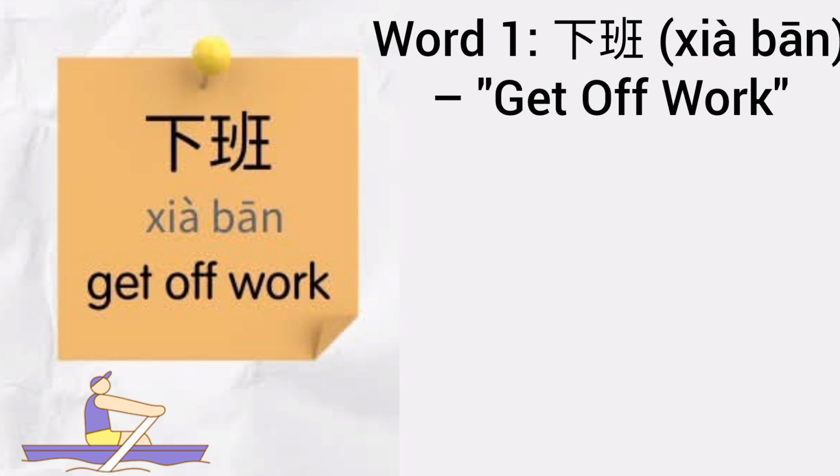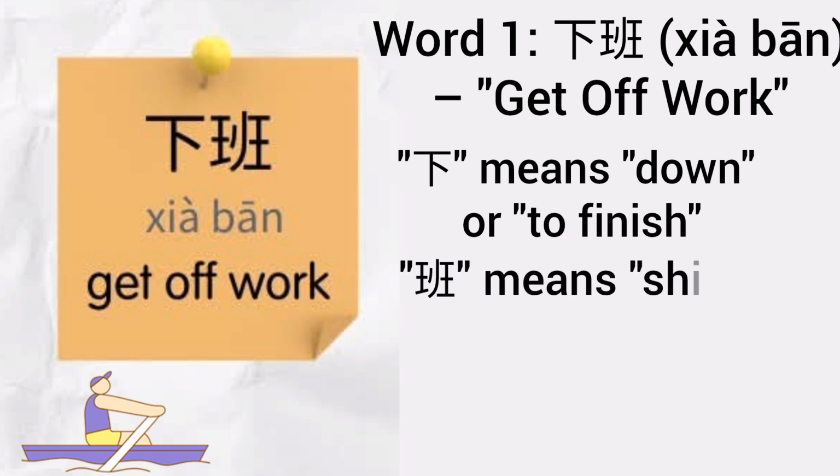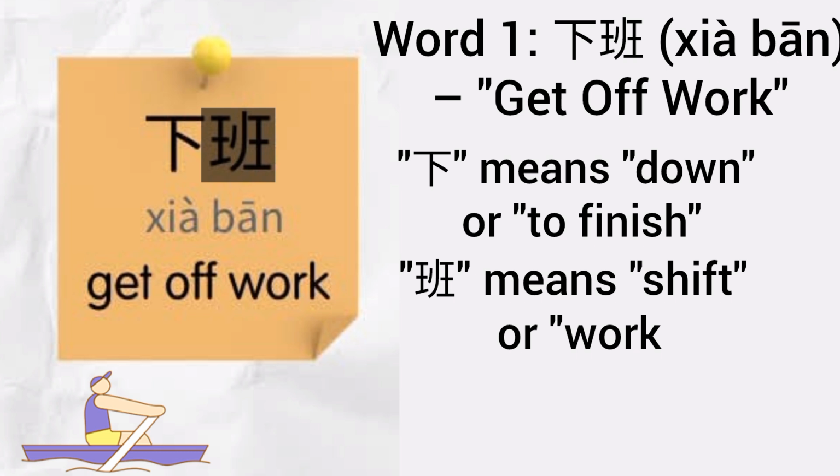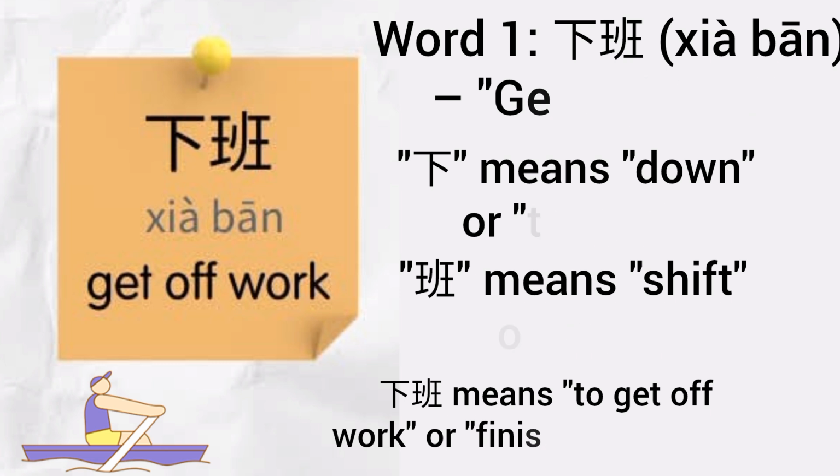First character is 下. It stands for down, or to finish, which is our main character. Second character is 班. It stands for shift, or work. So together it makes 下班. It means to get off work, or finish a work shift. Hope you learn it. Let's watch examples to learn it even more.